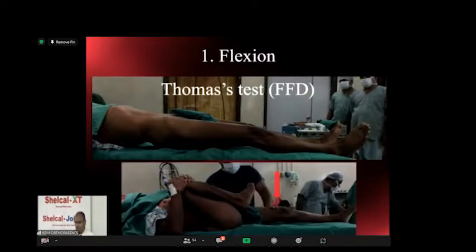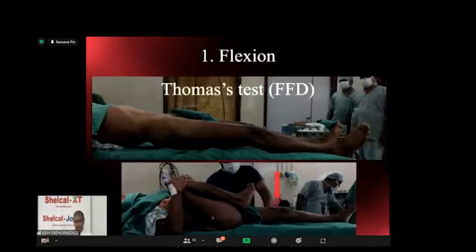The Thomas test is done to know about fixed flexion deformity of the hip. Suppose in this particular case the left hip is affected. So you flex the opposite side hip until the flexion deformity disappears, or until the increased lumbar lordosis disappears. You can flex it more and touch the abdomen also, so there you are exaggerating it.